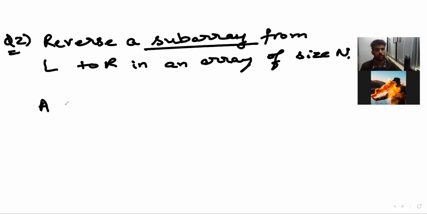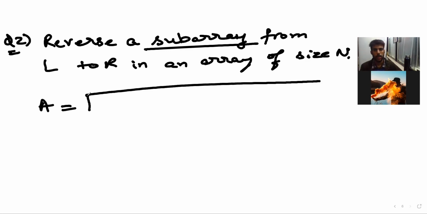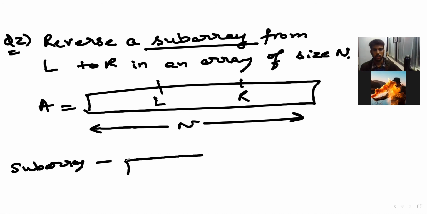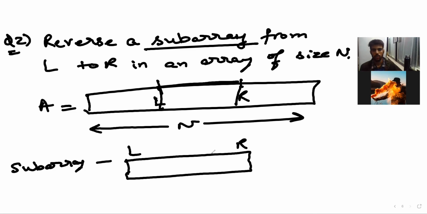No. Okay, so if this is the array that is given to us, the size of this array is n. This is given to us, and L is an index, and R is another index. So what is a subarray? A subarray means a continuous subset of the given array. So from L to R, if you cut this part out of this array, this would be defined as a subarray.